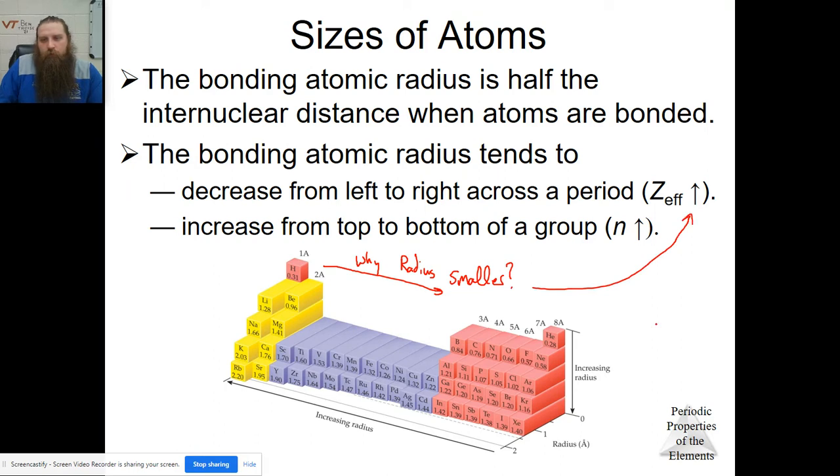Well, as you go to the right, we know that the effective nuclear charge is going up, right? It goes up with the number of protons, more effective nuclear charge. More effective nuclear charge means the electrons are pulled in tighter, which means the radius is getting smaller.